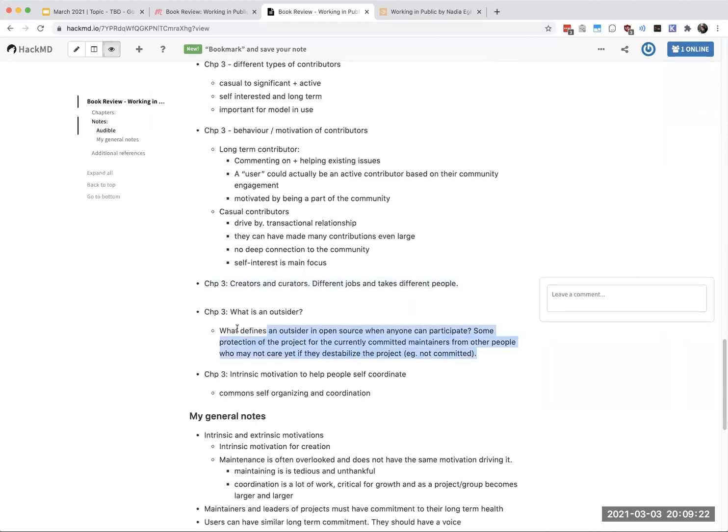This outsider thing just made a comment here. So what defines an outsider in open source? This comment seemed interesting to me, and it's probably applicable to cooperatives, but this also ties in with buy-in, which would be another thing.